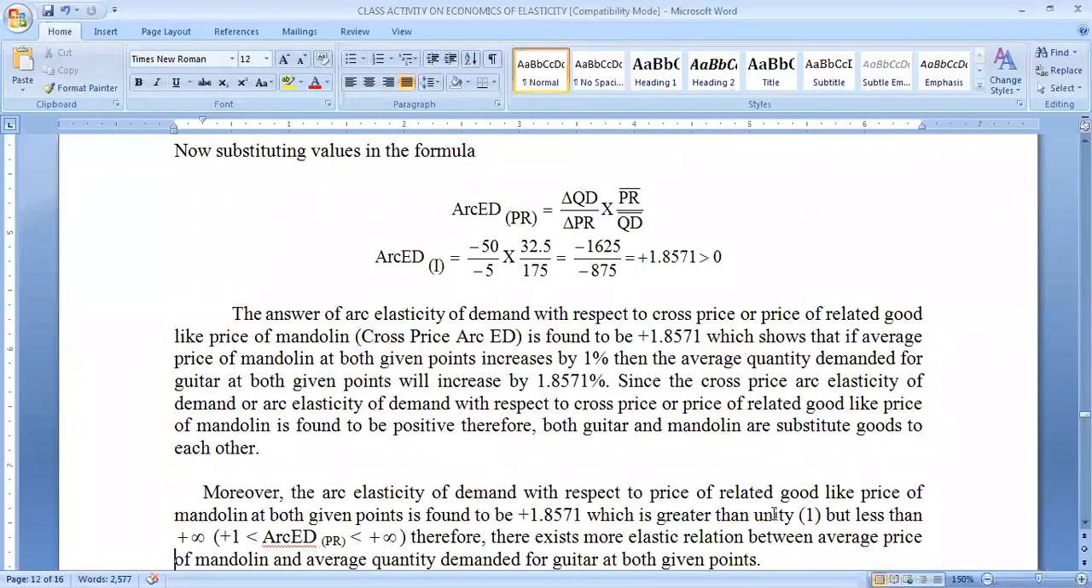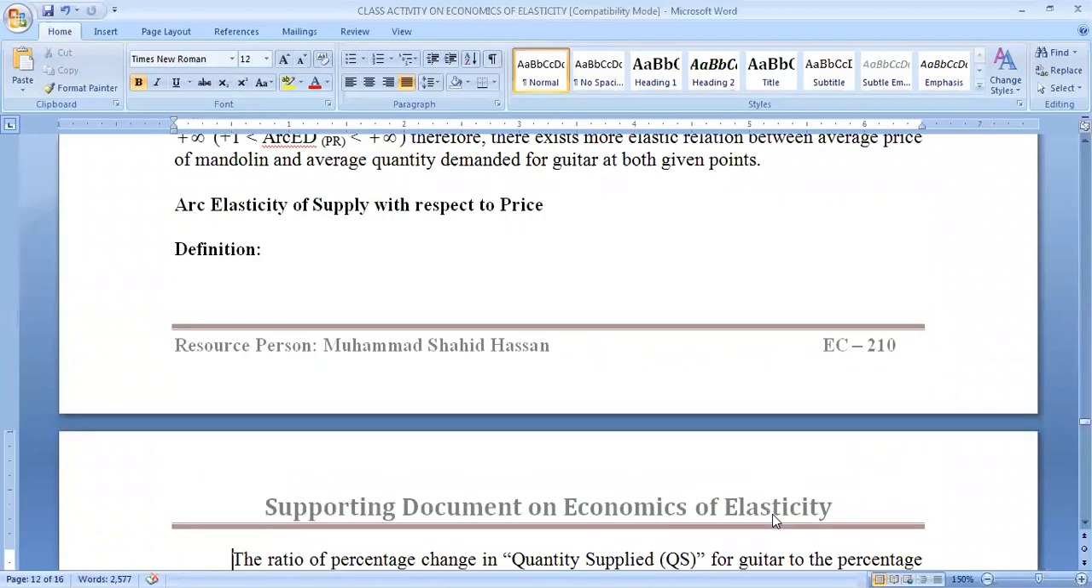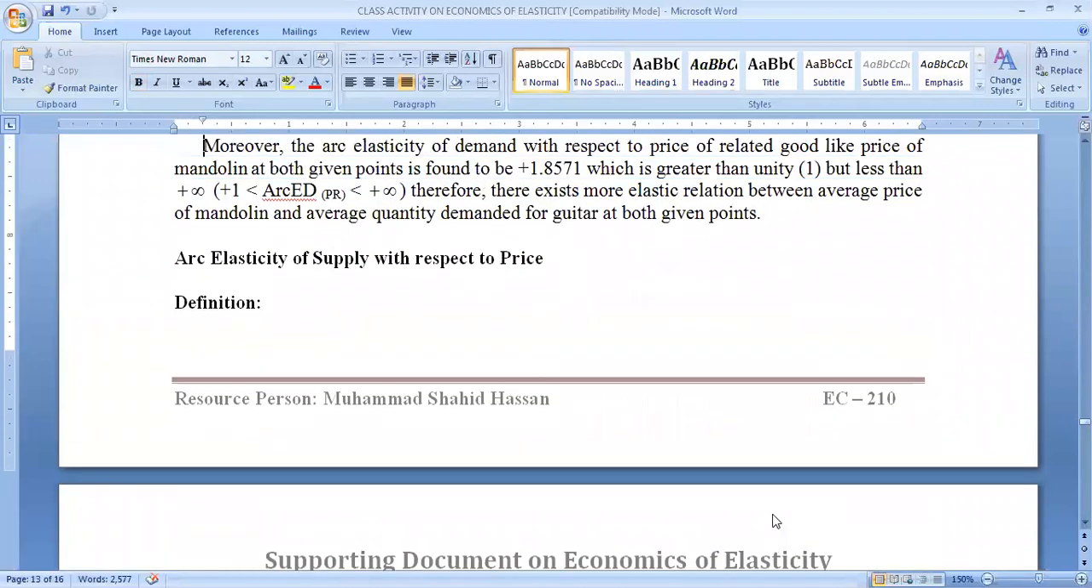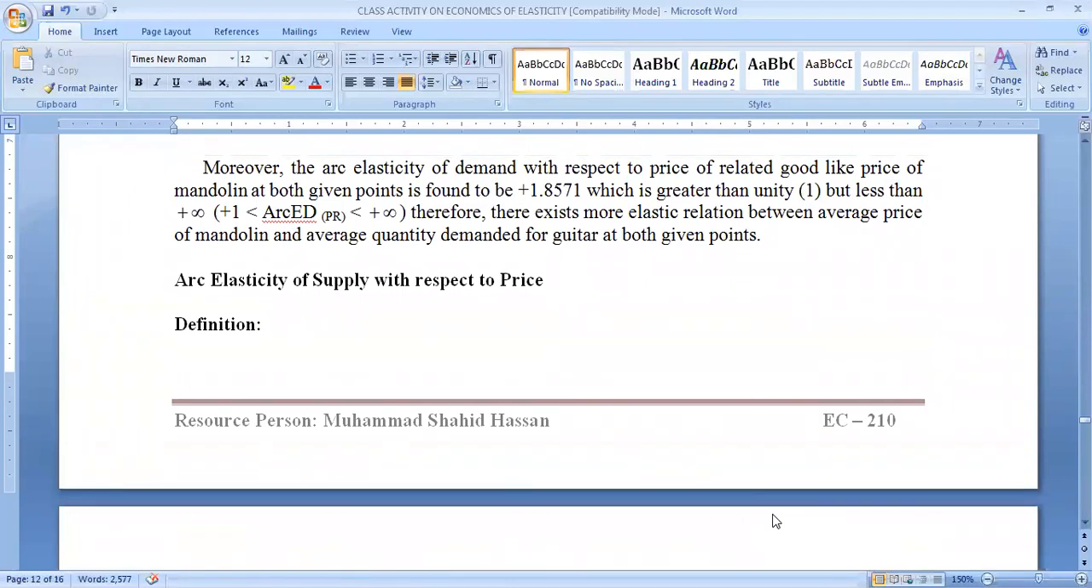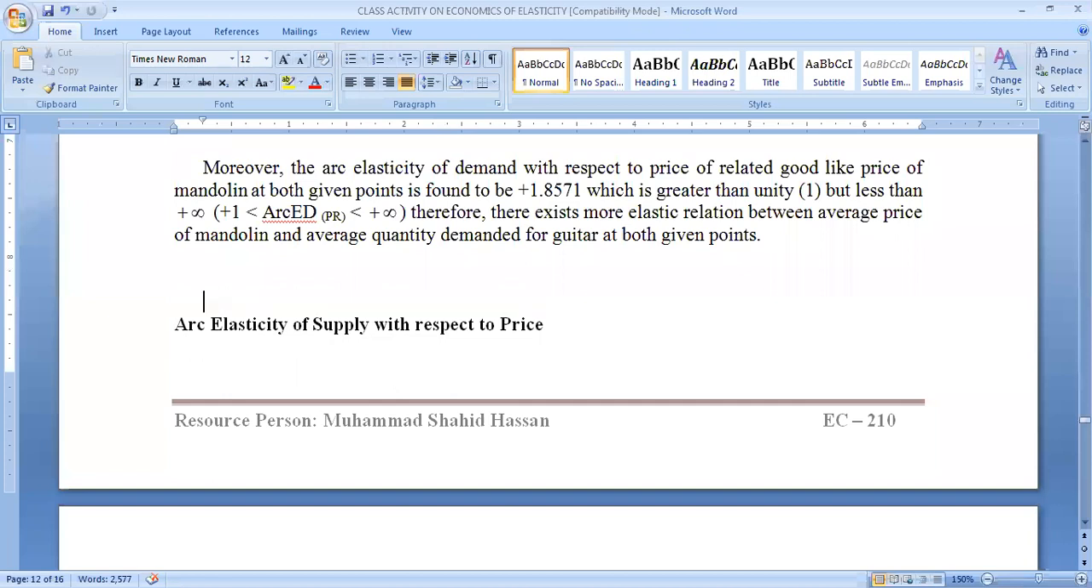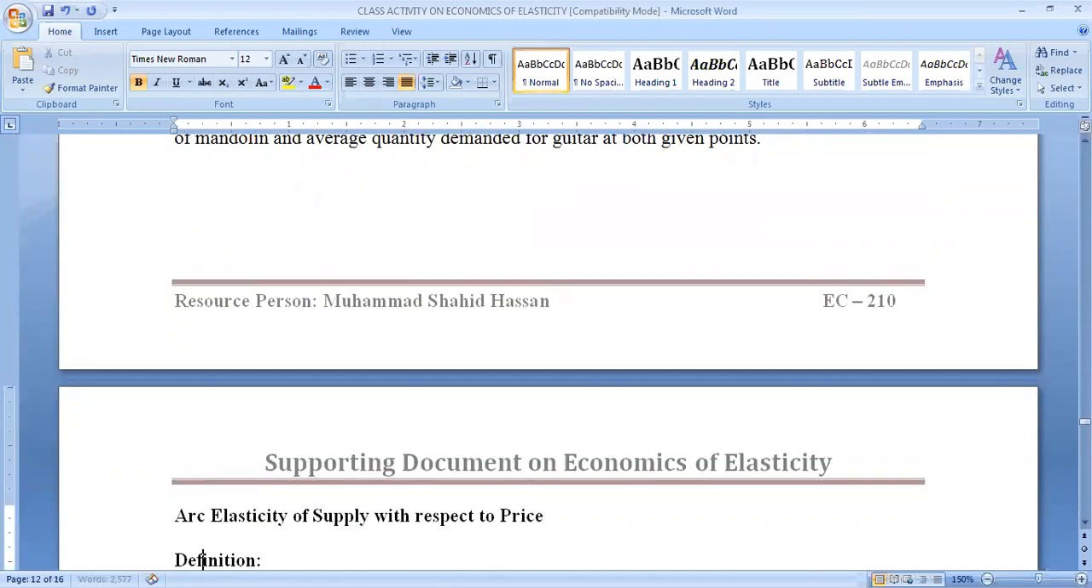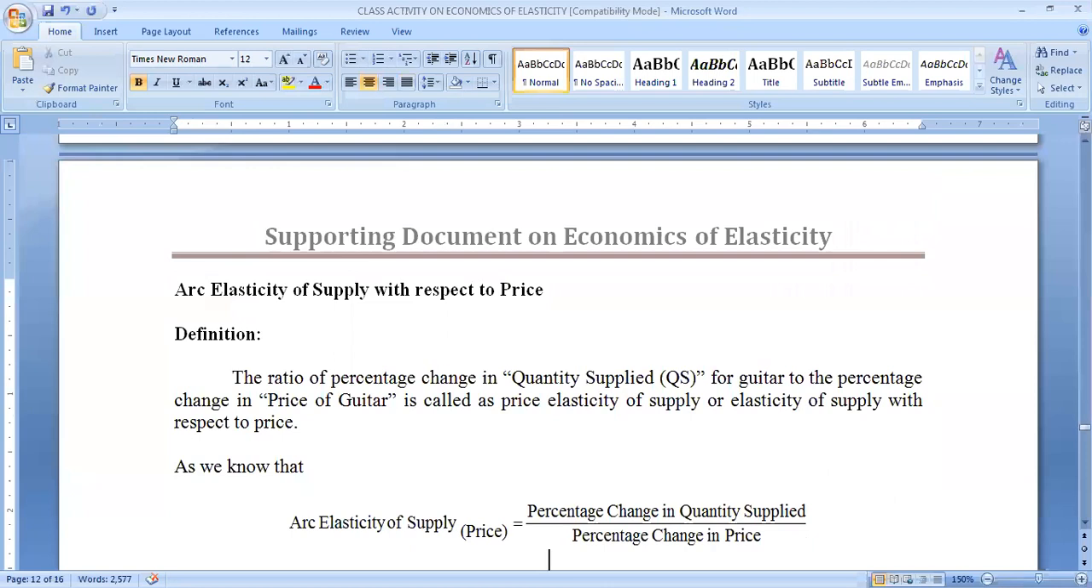Moreover, the arc elasticity of demand with respect to price of related good like price of Madeline at both given points is found to be plus 1.8571, which is greater than unity but less than plus infinity. Therefore, there prevails more elastic relation between average price of Madeline and average quantity demanded for guitar at both given points. After answering all the 8 questions, now let's move towards question number 9, which is about finding out arc elasticity of supply with respect to price.